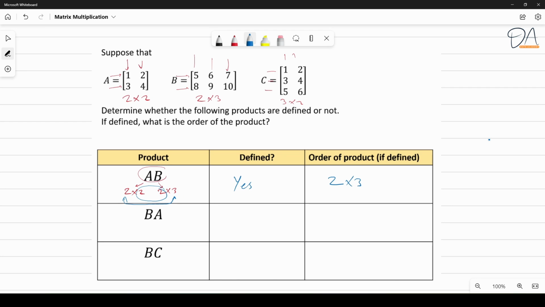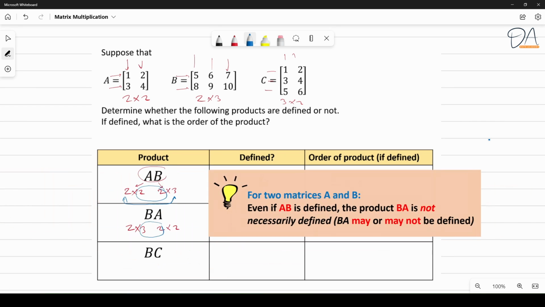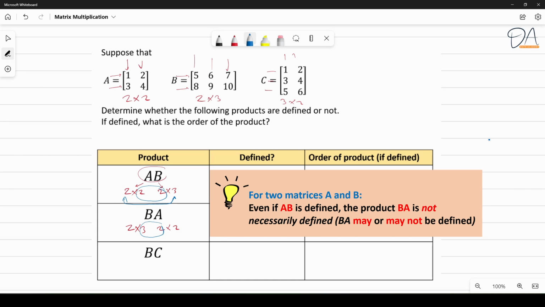We look at the second case. For B times A, the order of B is 2 by 3 and A is 2 by 2. Again, if we look at the inner numbers, they are not equal, so the product is not defined. This illustrates an important point about matrices. It's not a must that both products, A times B and B times A, are defined. It's possible that one is defined and the other is not.